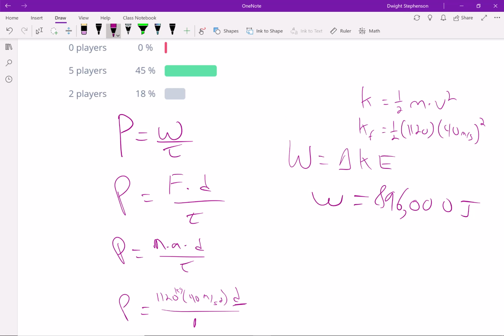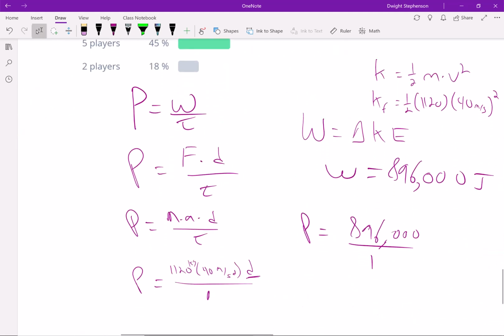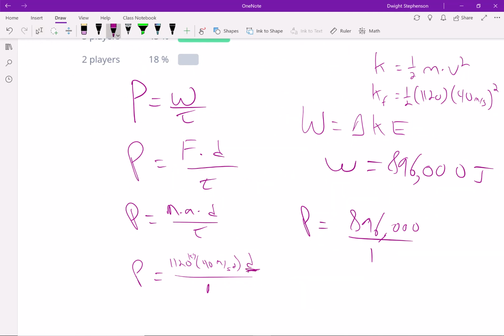And so now we can actually say, okay, well, power is 896,000 over 1, right? So that's our power, which is why it is this. Just so you know, this is not part of this problem, but you could go back and figure out your displacement now, right? You could plug this 896,000 into this equation that we had down here, and solve for your displacement, and you would know how far this thing went in that given time period.